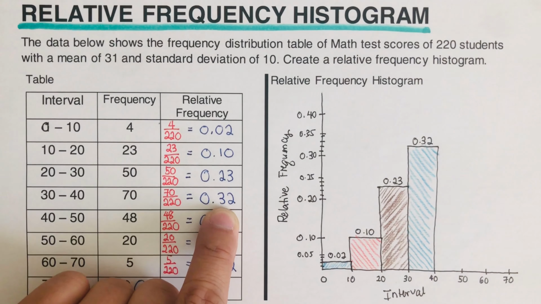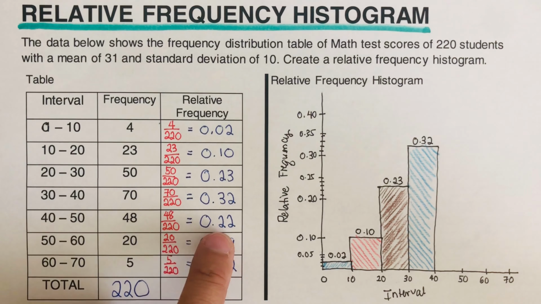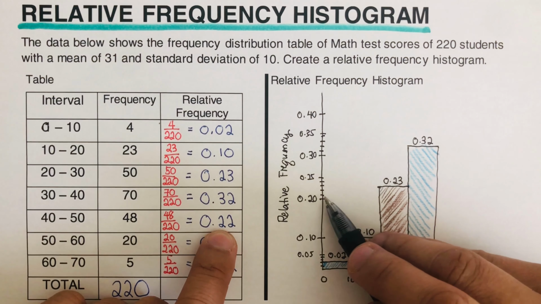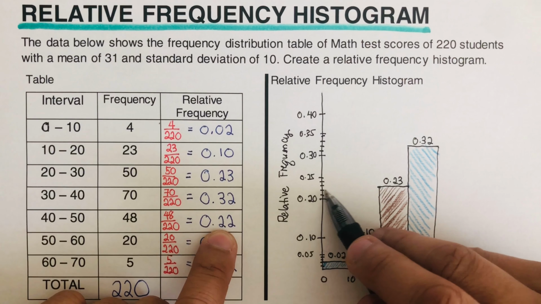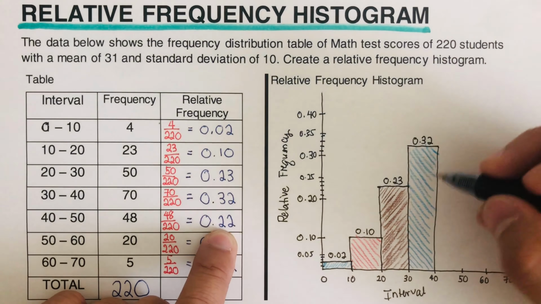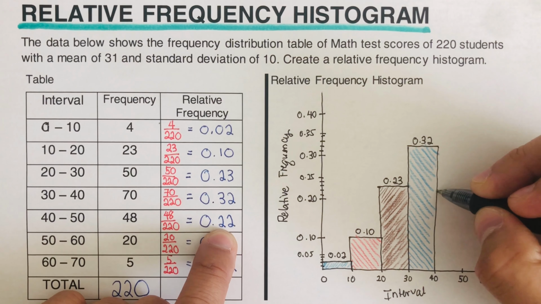Okay, let's move on to the next one. That's from 40 to 50 is 0.22. So from 40 to 50, 0.22. So 20, 21, 22. That should be lower than 0.23. So that's somewhere around here.